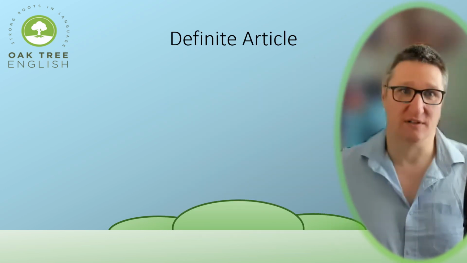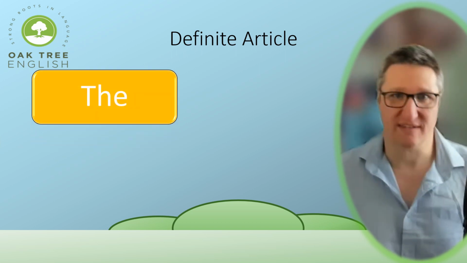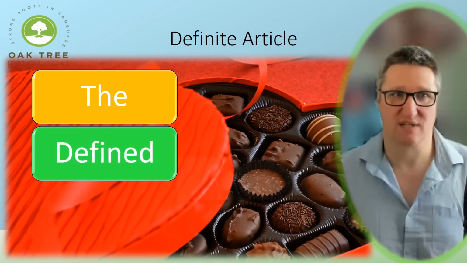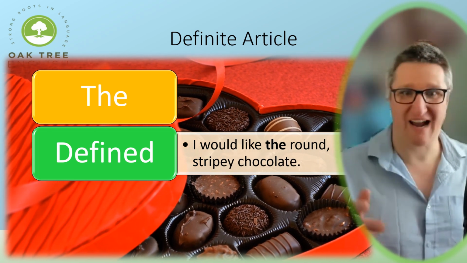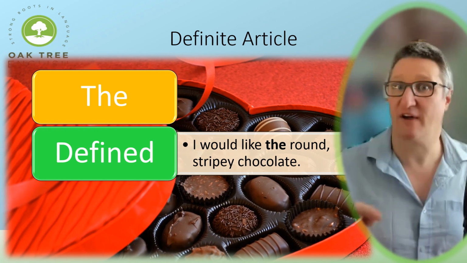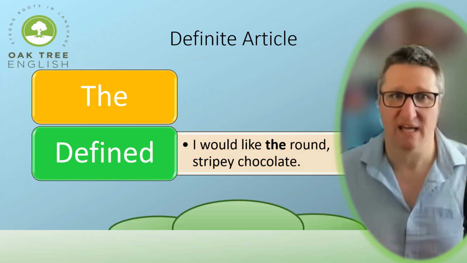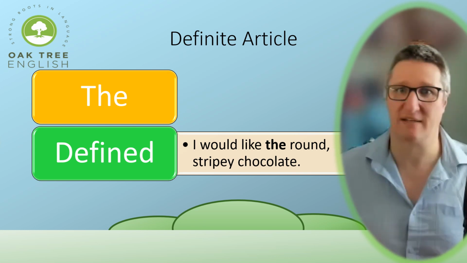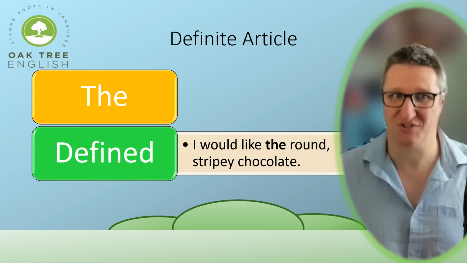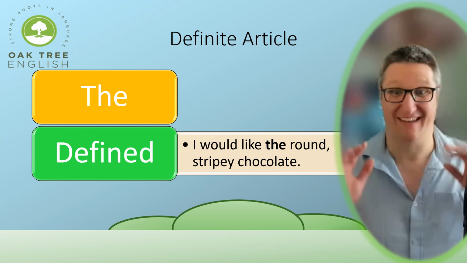The first article is the definite article, the. This is used in front of defined nouns, such as, I would like the round stripy chocolate. There are many chocolates, but I am defining the one I would like. It doesn't have to be singular. It could be that you want to talk about a defined group. For example, you can have the white chocolates, there's only one, and I'll have the brown chocolates. Oh yes.